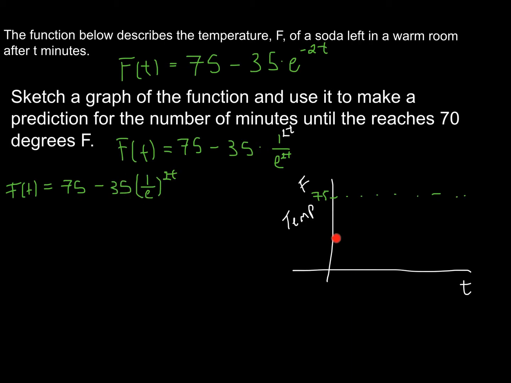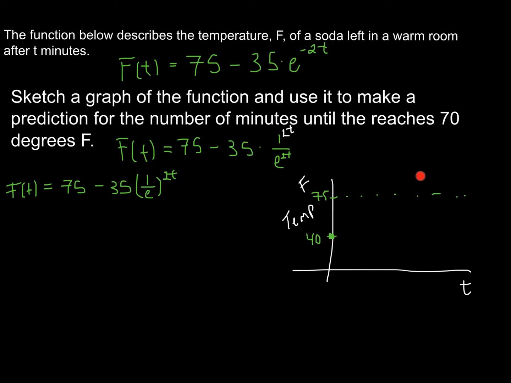So I pretty much have it here, and what I need to do now is actually figure out my initial value. So the initial value is when t is 0, so f of 0. Well, I can actually do this in my head: it's 75 minus 35 times 1 over e to the 0, and that's going to be 1. So 75 minus 35 leaves me at 40. So here's my initial value, here's my initial point, my y-intercept.